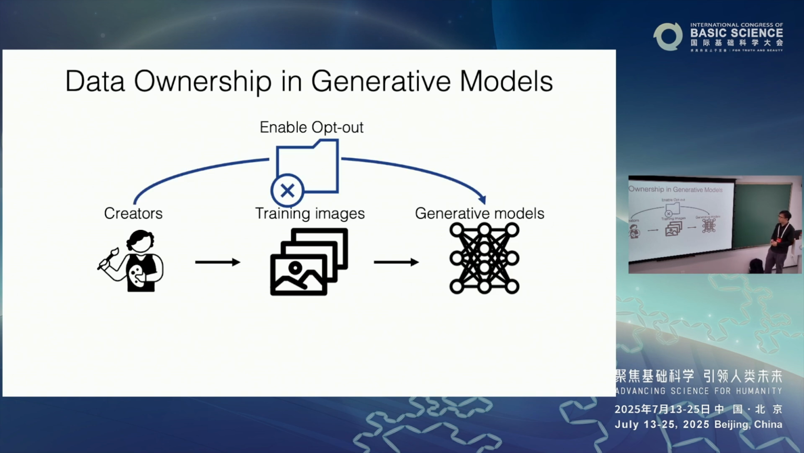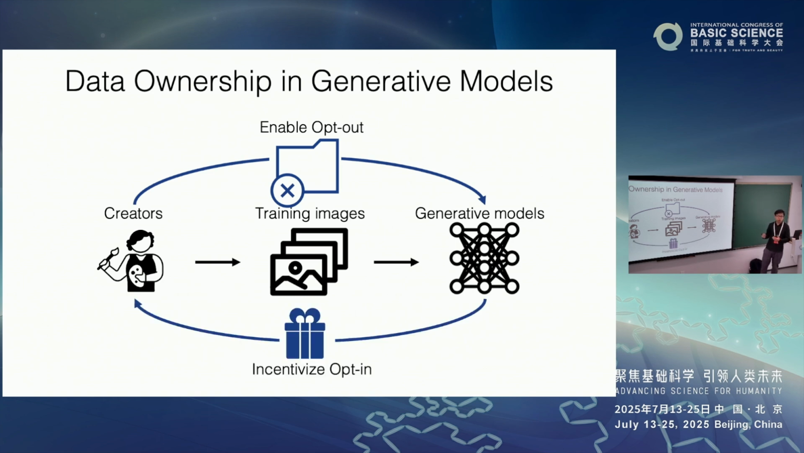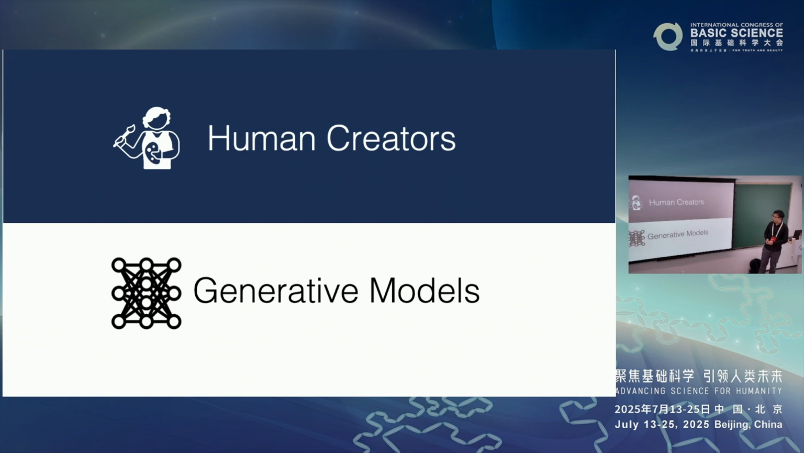Okay. I want to quickly summarize this part. In an ideal world in the future, we would like to enable creators to opt out from the models if they don't want their images to be trained on. Or they can decide, I want my work to be trained on, but I want some incentives. I want some revenue sharing from these big companies. So as a result, we can create a framework in which creators and generative models can coexist.